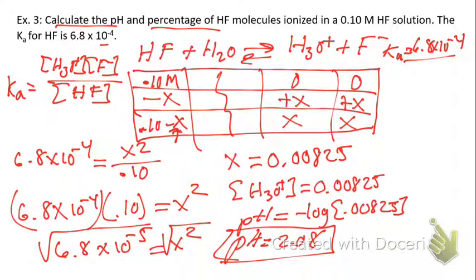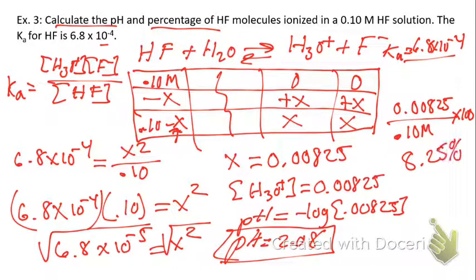Now we can solve for the amount of ionization by just taking our x value, which is 0.00825, dividing that by the original concentration of 0.10 molar and times 100, and that will give us our percent ionization. And in this case, it looks like our percent ionization is 8.25%. That is how much is going to ionize out of our original amount. All right, so there's how we solve example problem 3.